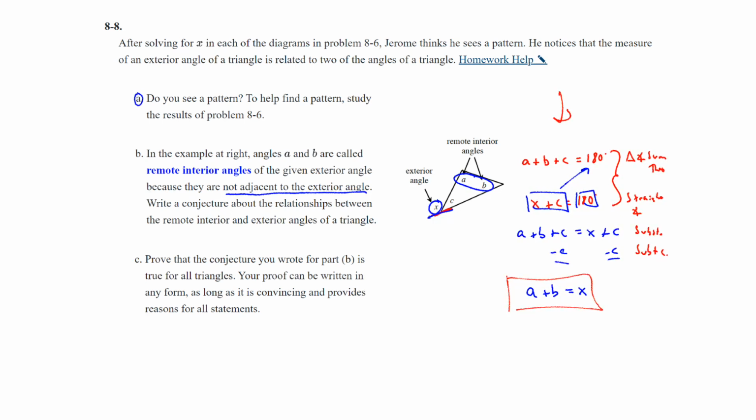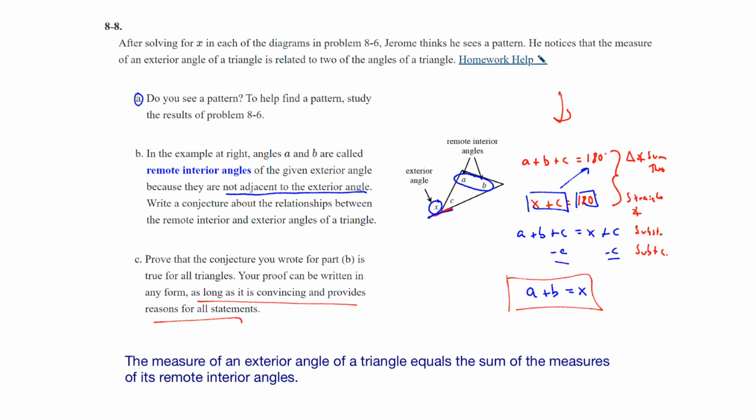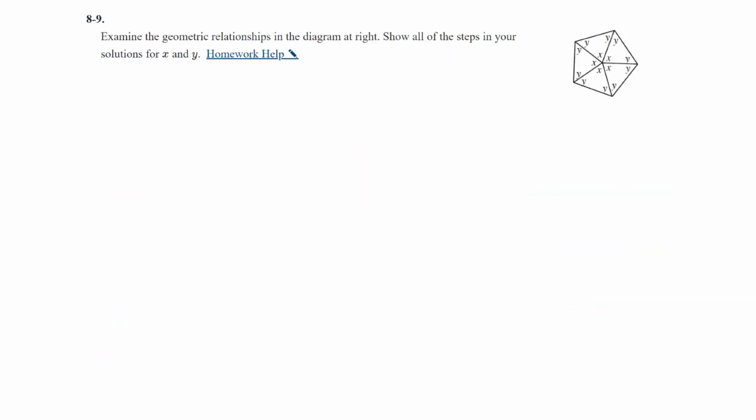It doesn't have to be a flowchart or a two-column proof, but as long as it is convincing and provides reasons for all of the statements. So I think we're good there as well. And so then I went ahead and wrote a more formal answer for part B. That was the conjecture that we were trying to prove. And then once again over here is how we prove that.